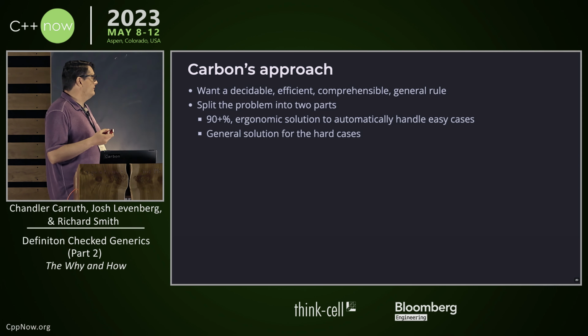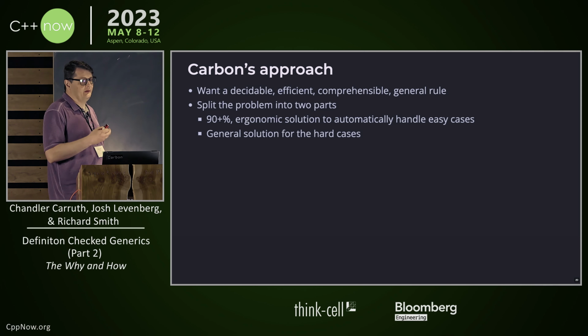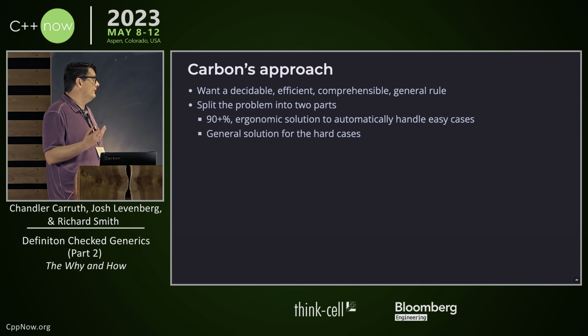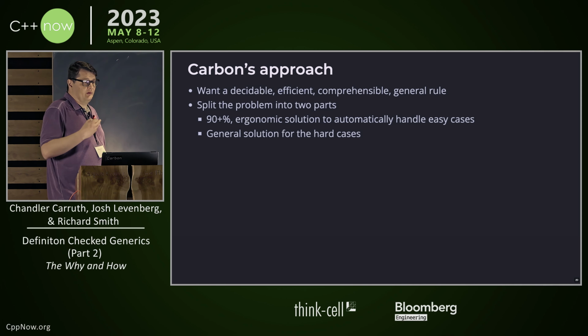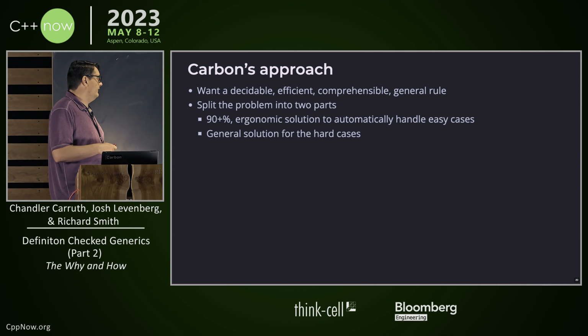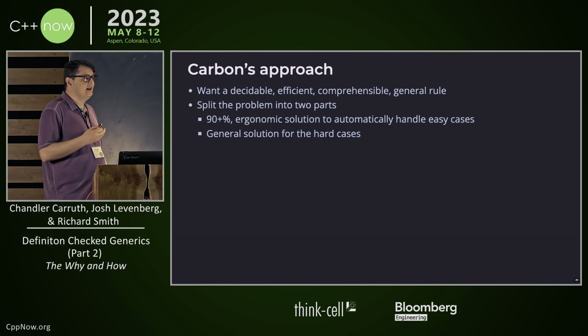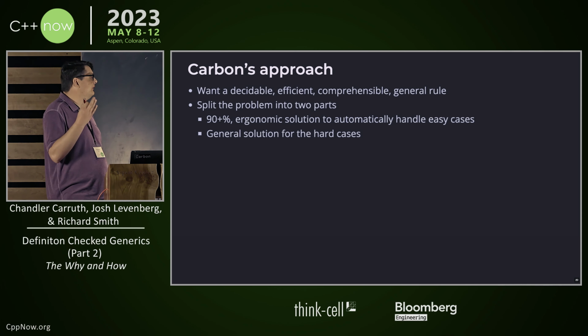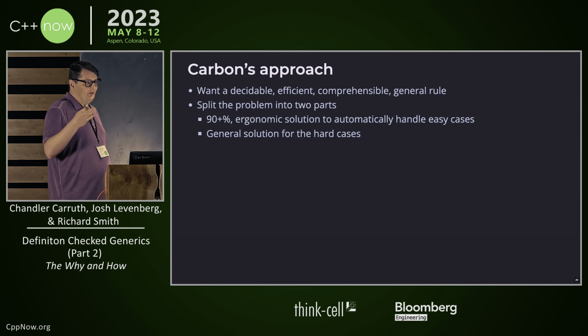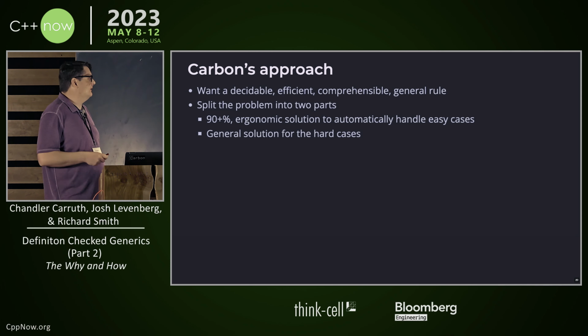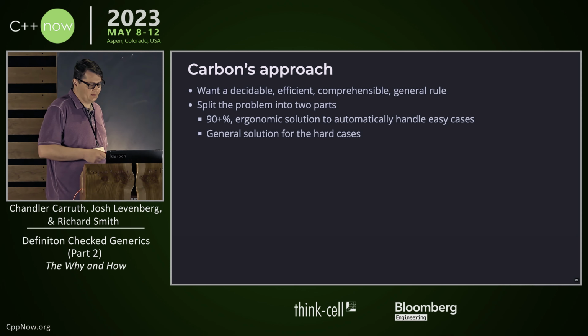So for Carbon, we wanted an approach that is decidable, and that's efficiently decidable. And we want something that's comprehensible so our users can understand what's going on, why we're accepting things, why we're rejecting things. And we also want it to be a rule that's general. We don't want to say that you can't treat these two types as equal if you can prove that they are equal. And this is a hard problem.